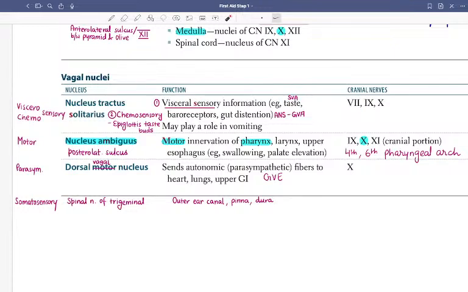Dorsal motor nucleus is going to be the vagus. The dorsal motor nucleus of the vagus is mainly for the autonomic system: the GIT, heart, lungs, and parasympathetic. So the dorsal motor nucleus is parasympathetic. Finally, somatosensory is another nucleus, the spinal nucleus of the trigeminal, which covers the outer ear canal, pinna, and dura. Alright, so I think more or less this is okay.